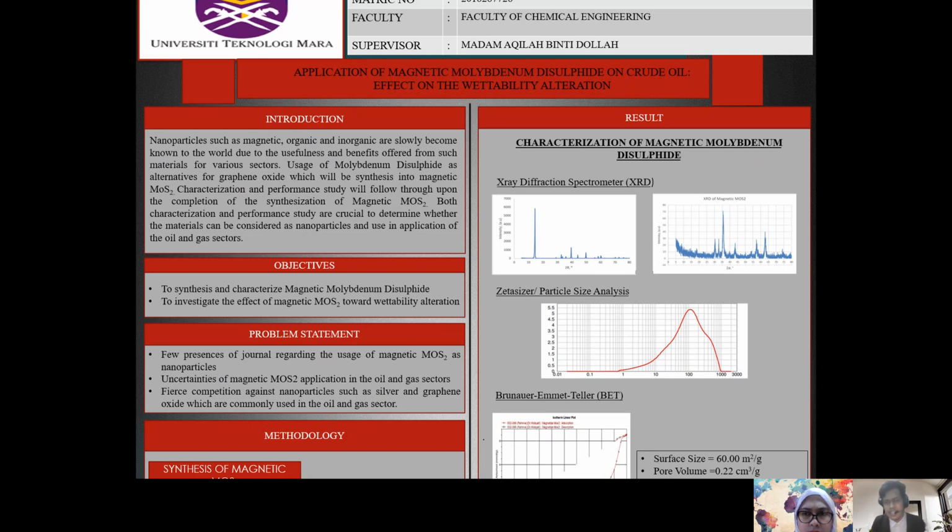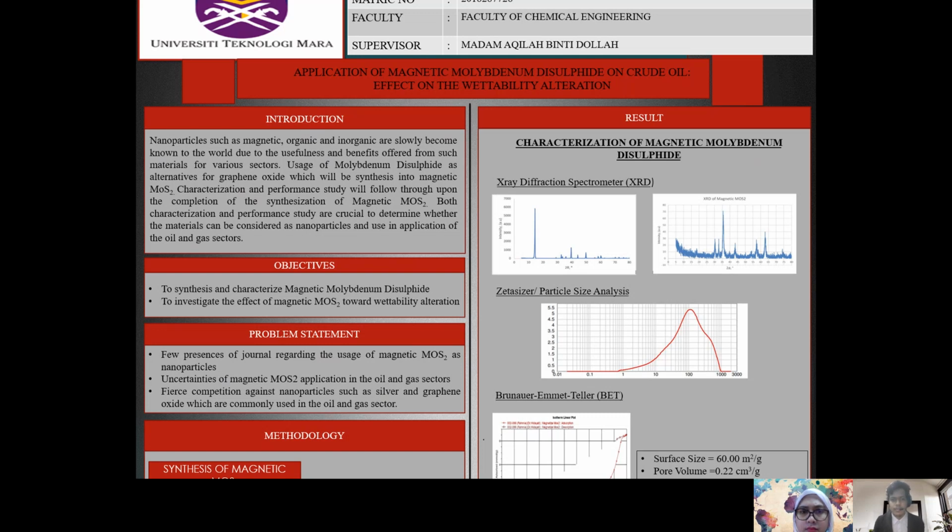Okay, on your right hand side is the graph, the diffraction peak after the MoS2 gained magnetic properties. As you can see, the intensity is very erratic when compared to the bulk powder MoS2.